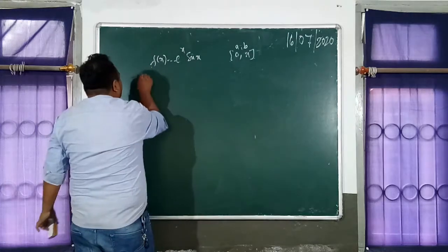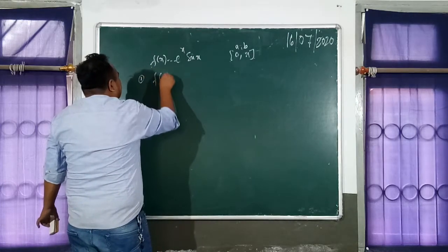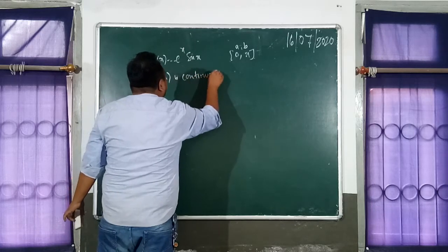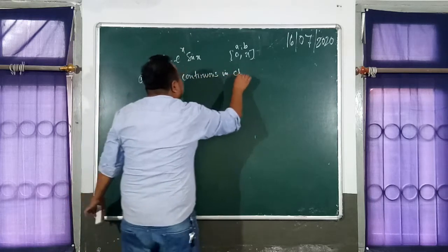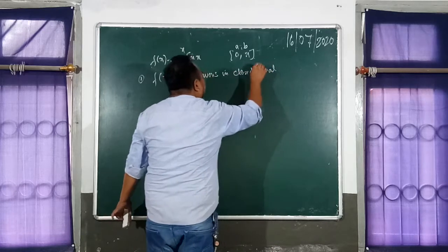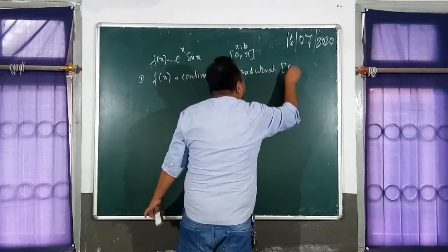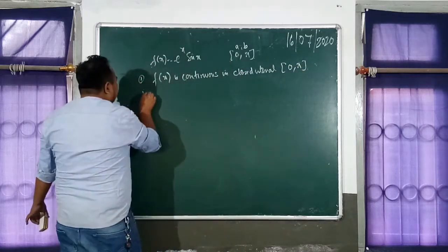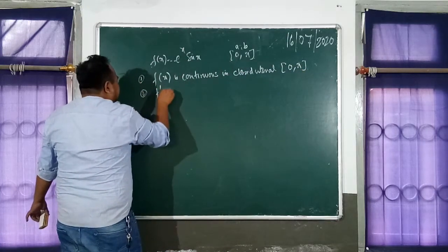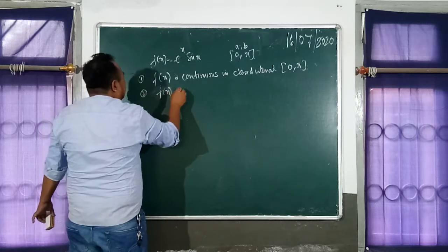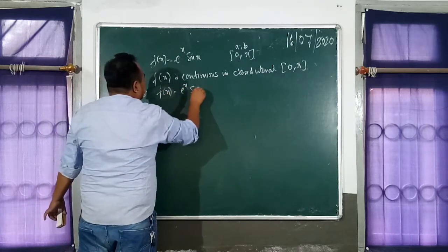So the first statement that you are going to write is f(x) is continuous in the closed interval. What is the closed interval? The closed interval is 0, pi. Number 2, f dash x, differentiate. Before that, let me write f(x) first, equal to e to the power x into sin x.